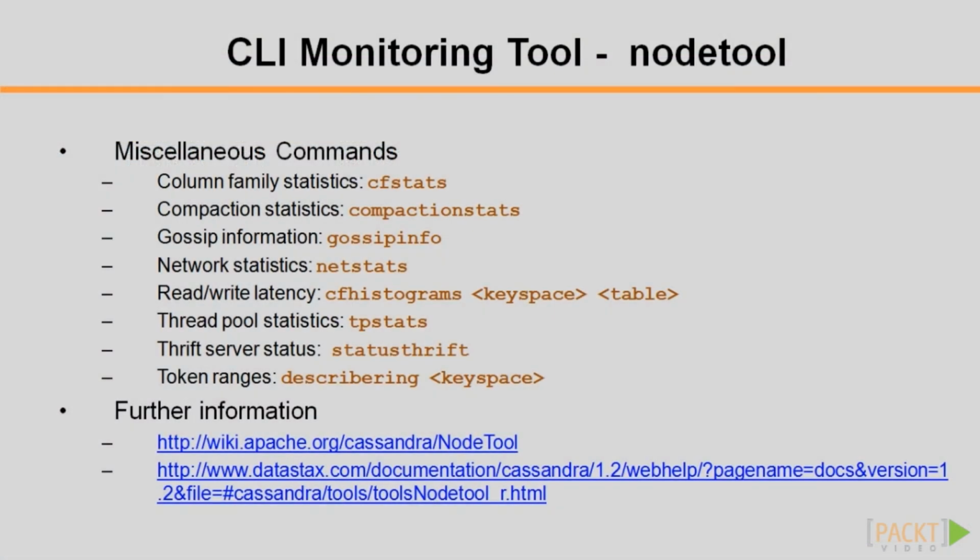Node tool has many more commands to provide information on particular areas. Several of the commands are highlighted here, namely statistics on column family, compaction, network and thread pool, gossip information, read-write latency, and so on. A short video can't illustrate all of the functions of node tool. Some of them will be introduced while the course proceeds. You may read the reference and the official documentation.